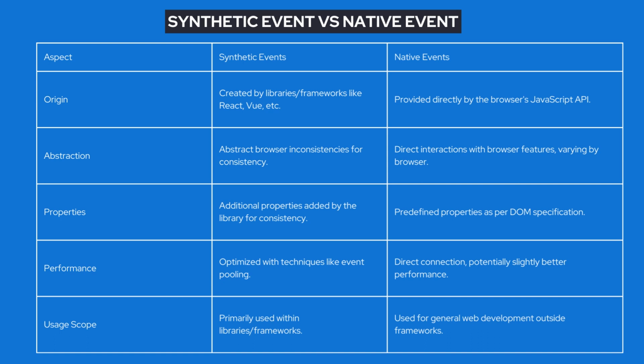Now let's see what are native events, which are the elemental components of the browser's JavaScript API. They serve as direct conduits to user interaction, encompassing actions like clicks and keystrokes. Native events are rooted in the browser's core functionality and engage with underlying features directly. However, they can exhibit variation across browsers due to distinct implementations.